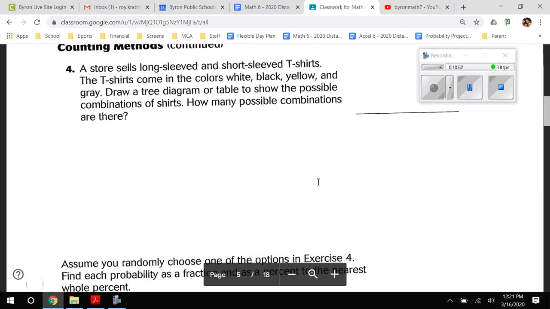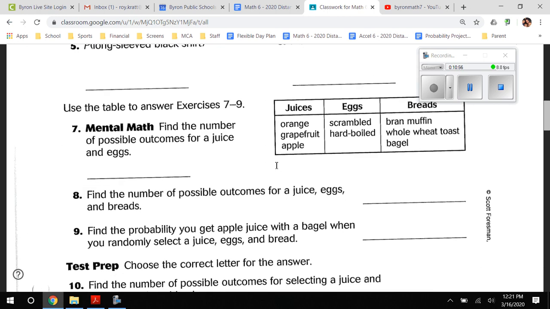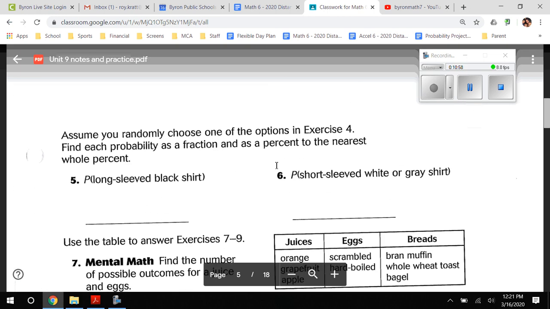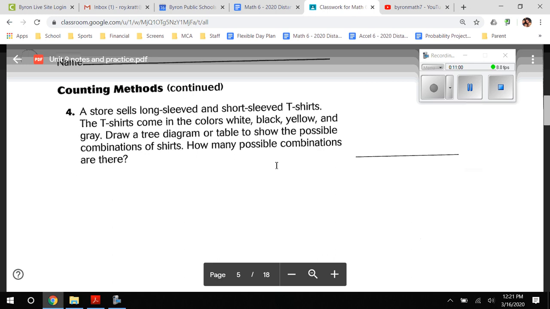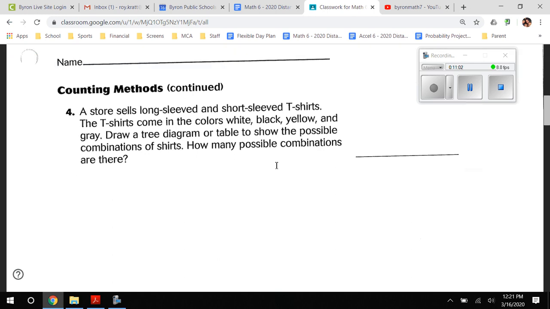Okay? Moving on to page 4 here. Again, you're going to continue practicing probabilities and the counting principle and making your tree diagrams and things like that.